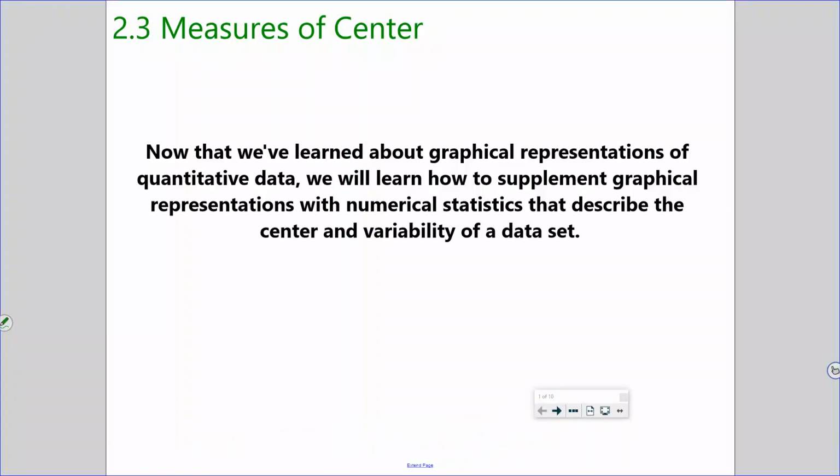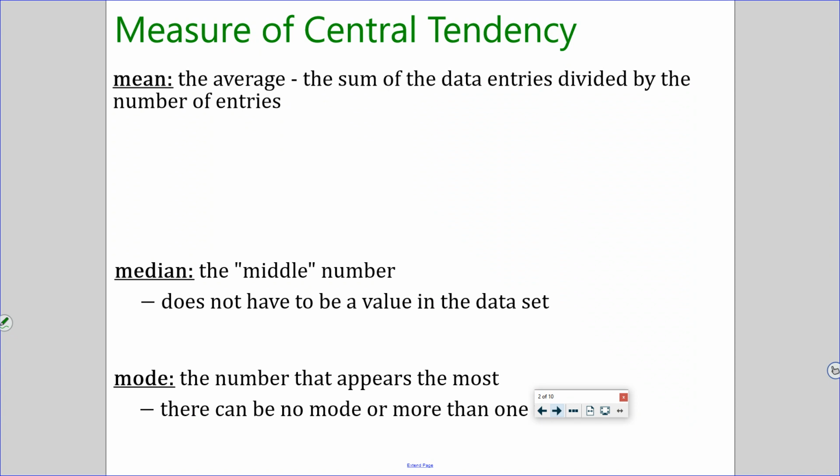All right, lesson 2.3, measures of center. So now that we've looked at different ways to represent graphically some data, specifically numerical data, now we're going to learn how we can take those numbers and do some statistics that describe things about my data set. Here's a little review over the three main measures of central tendency: mean, median, and mode.